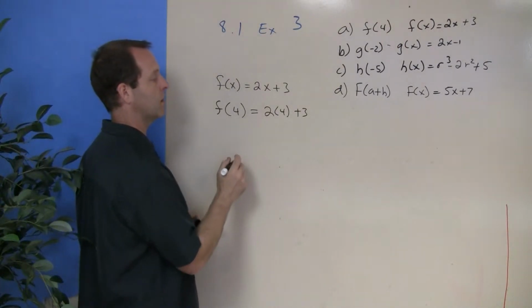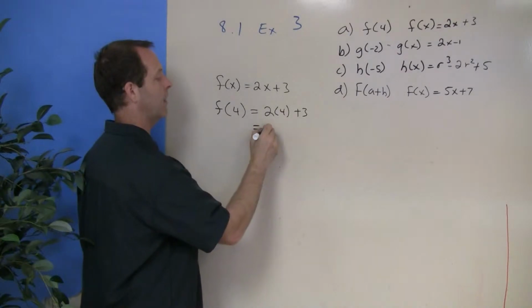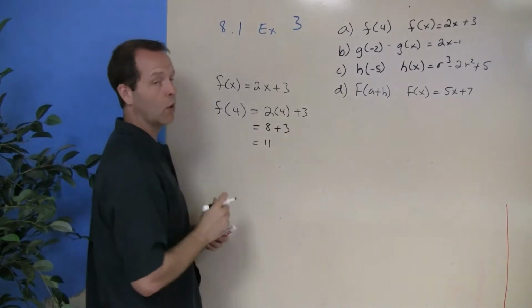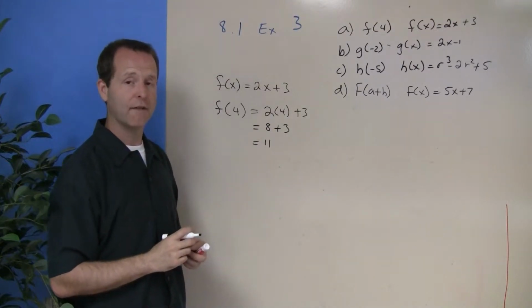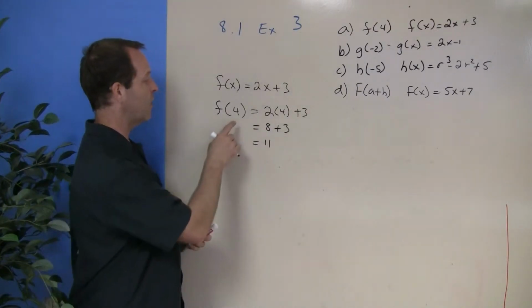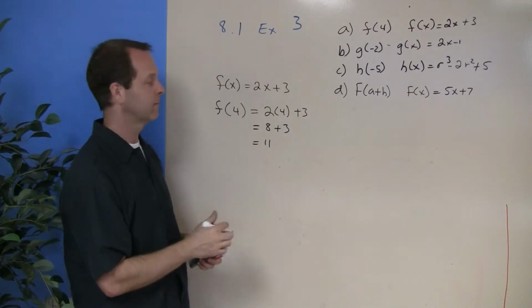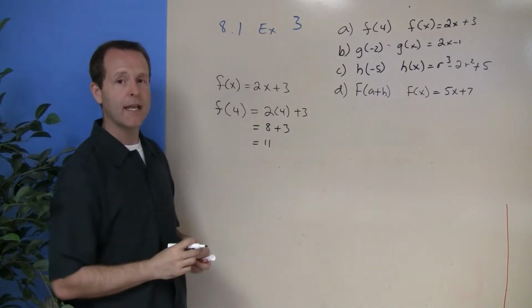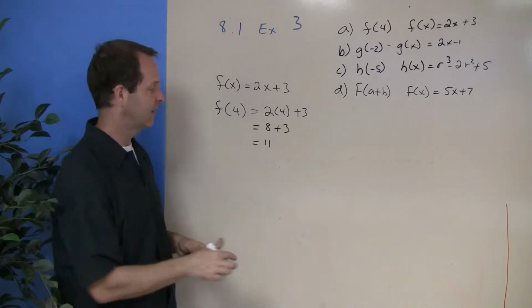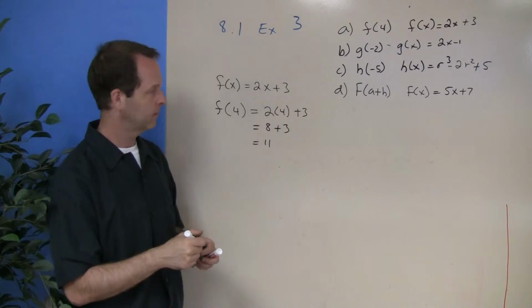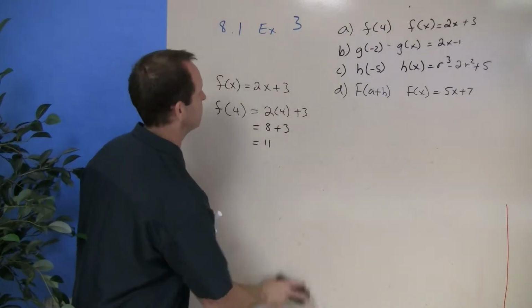f of 4 equals 2 times 4 plus 3. That equals 8 plus a 3 equals 11. So I can say then that the f function evaluated at 4, or f of 4, equals 11. And this 4 represents my input, or my domain. And the 11 represents my output, or my range. Let's look at another example.